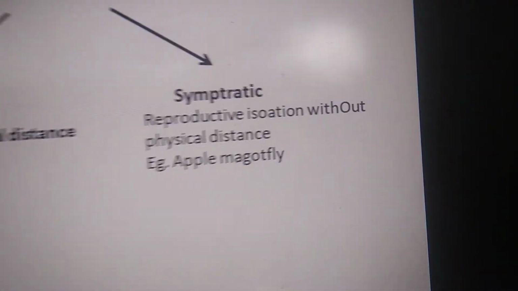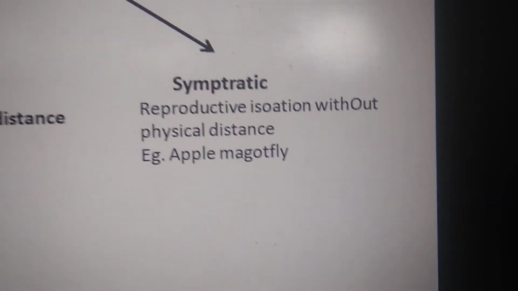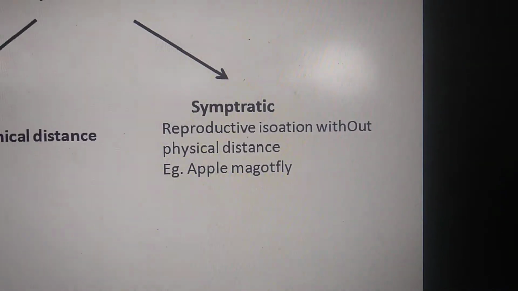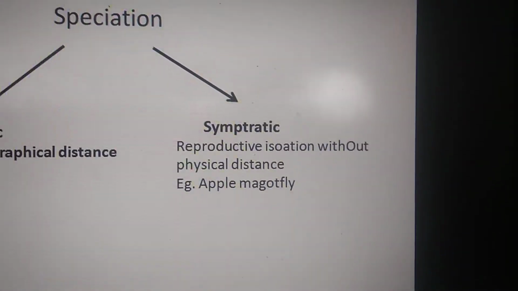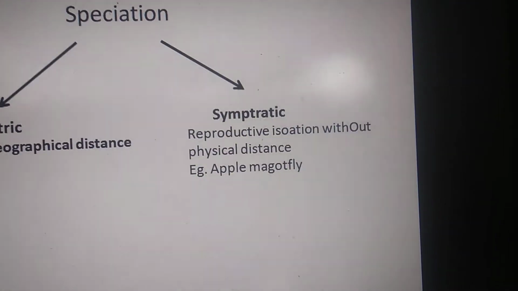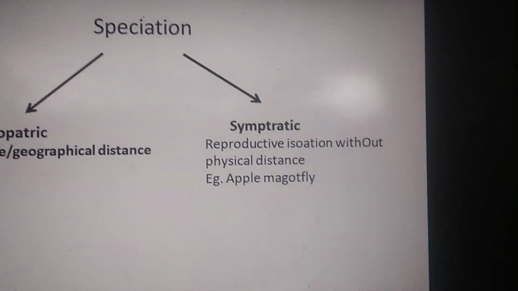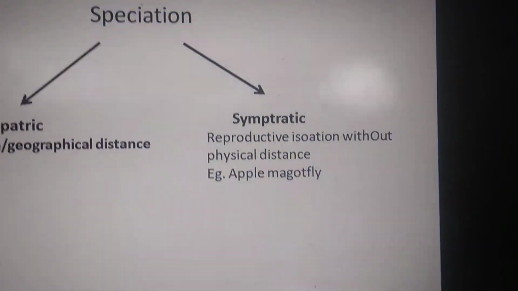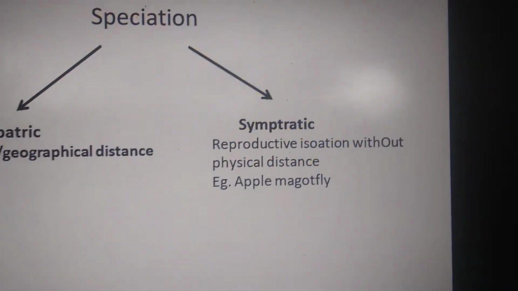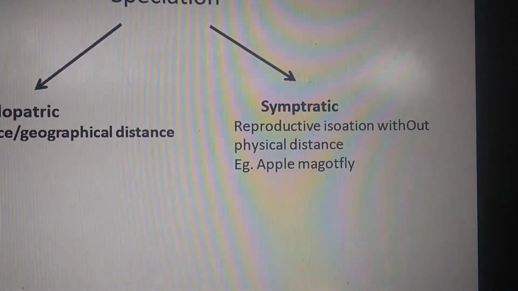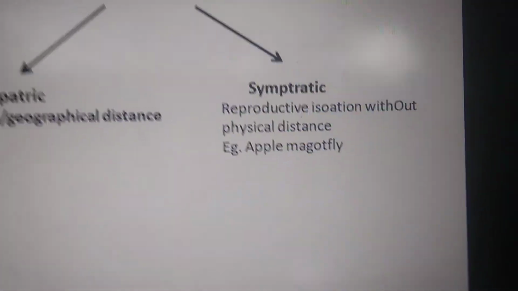Okay, but in the case of sympatric, it is not the case. Here there is no effect of any kind of physical distance or geographical distance. It can happen within a single environment. Within a single environment. For example, the apple maggot fly.